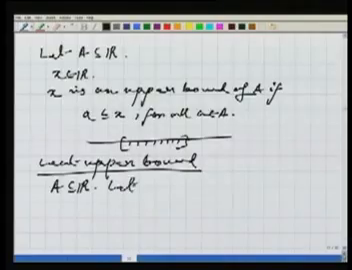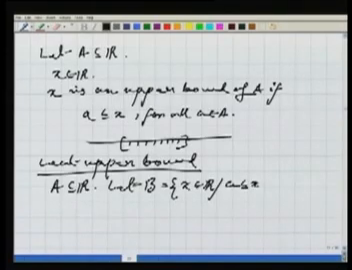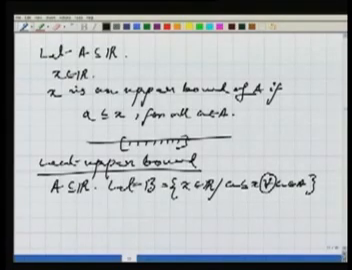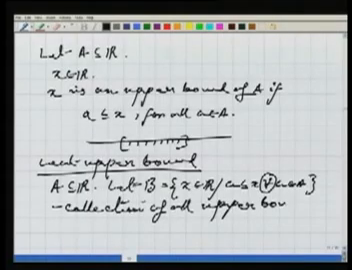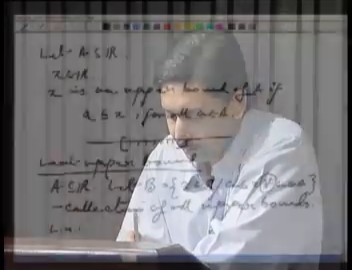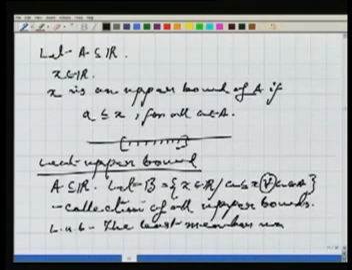Let A be a set again, and let B be the collection of all real numbers x in R such that a is less than or equal to x for all a in A. By this symbol, I mean "for all". Then B is just the collection of all upper bounds. And the least upper bound, in short LUB, is the least member in the set B, in other words the smallest member in the set B.